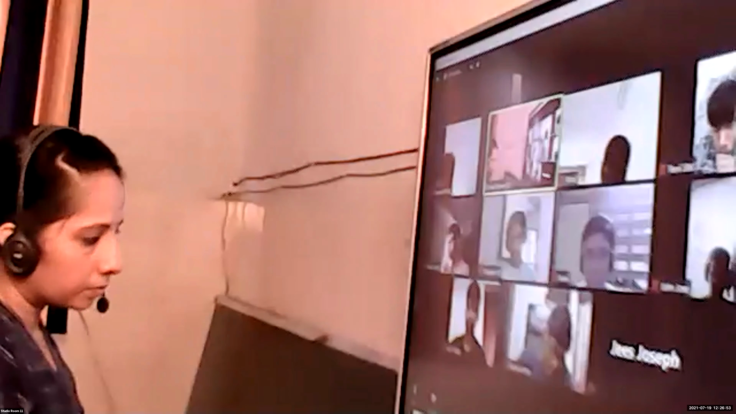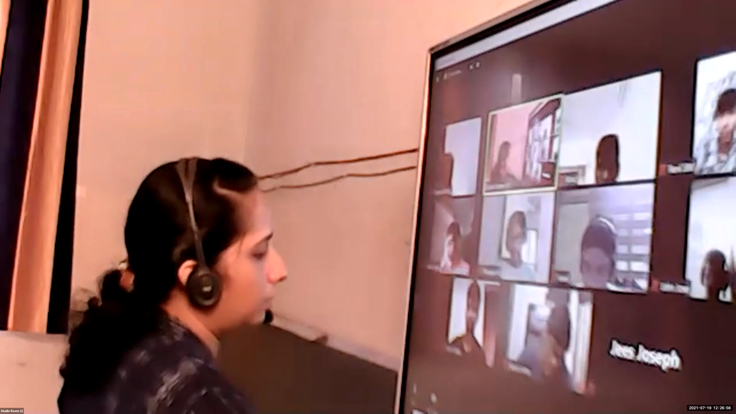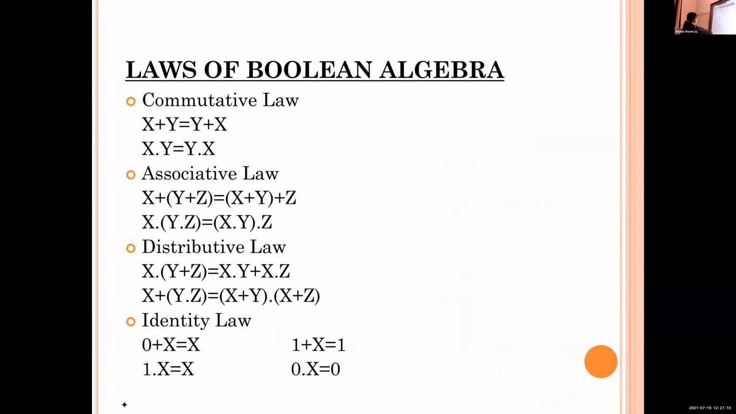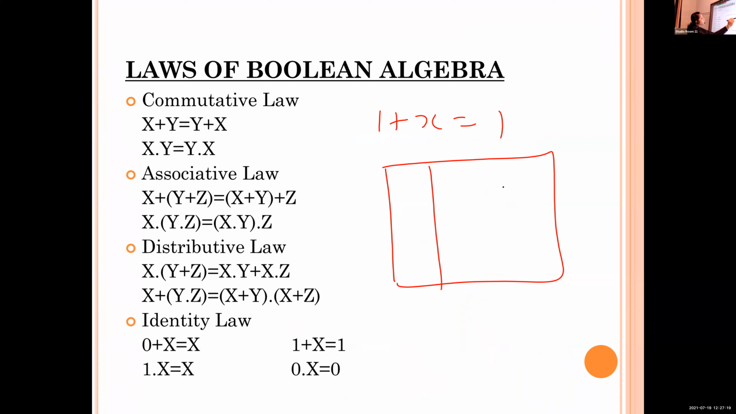Completed. So the next one is 1 plus x is equal to 1. What about the first column? It is 1. Second column it is x. The next one is 1 plus x. So 1, 1, 0, 1. What is the result? 1 plus 0 is 1. 1 plus 1 is 1. So if we add 1 with x, the result is always 1.